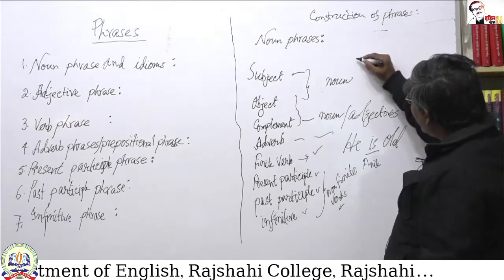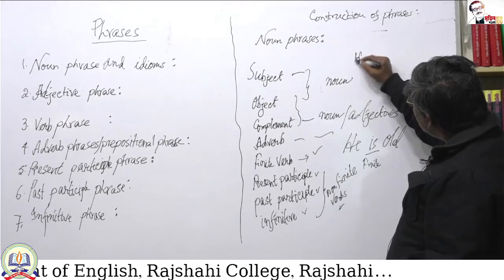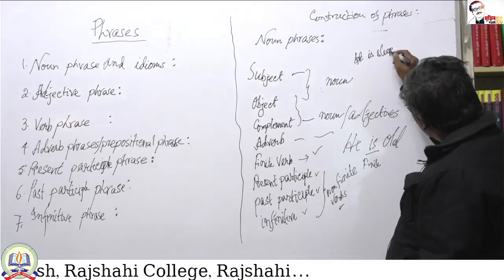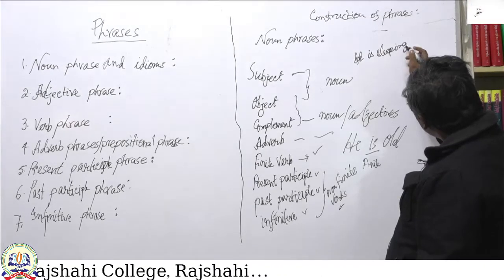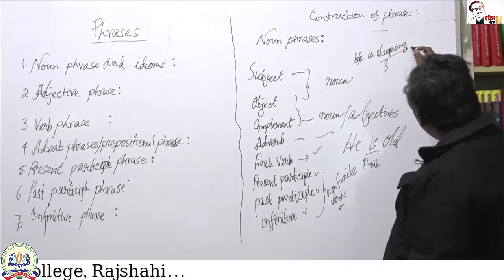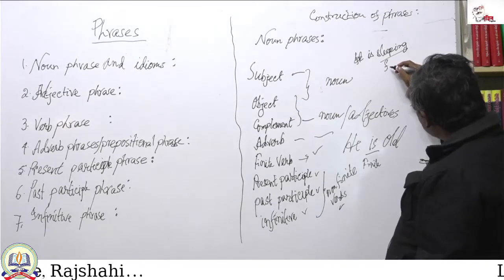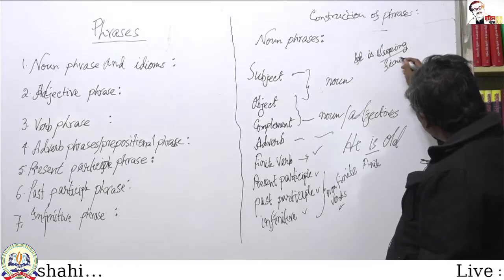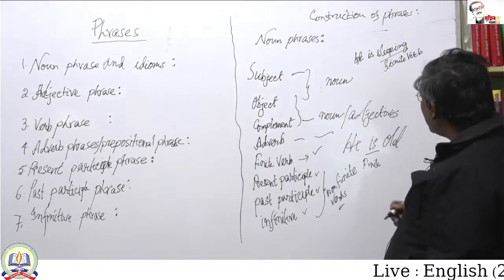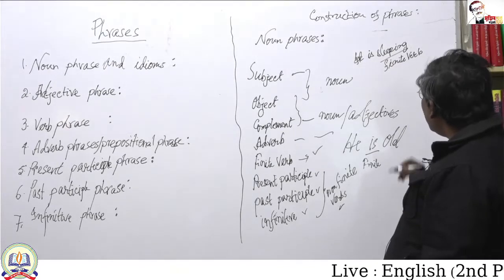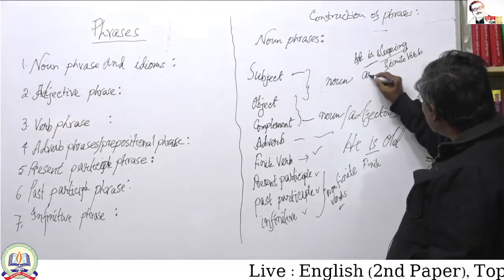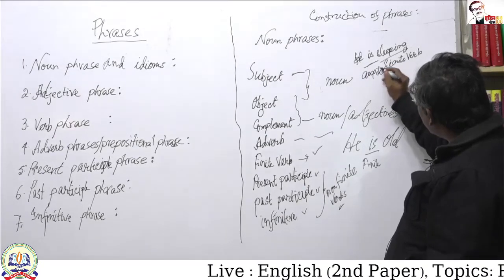But when I write, he is sleeping, is is used to determine the finite verb sleeping. Sleeping is the finite verb. Its tense form, that it is in the present continuous form, is expressed with the help of is. In this sentence, is is the auxiliary verb.